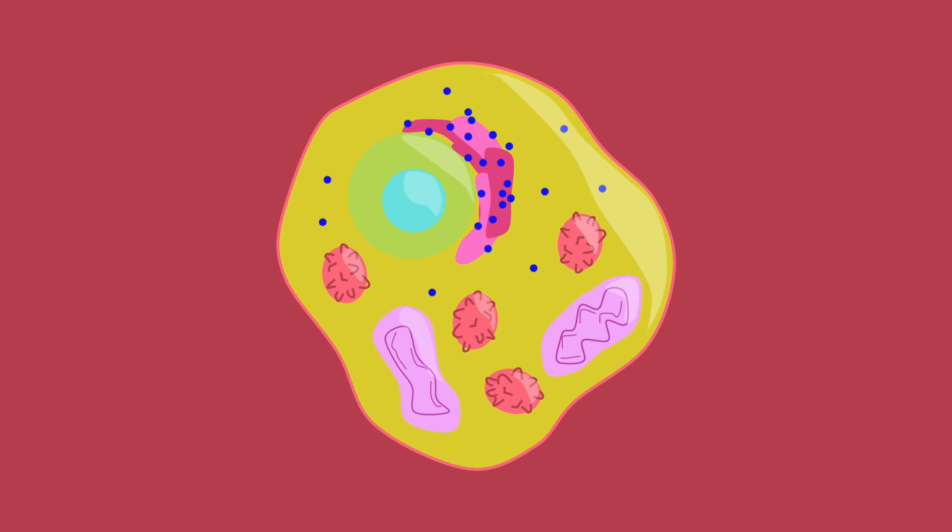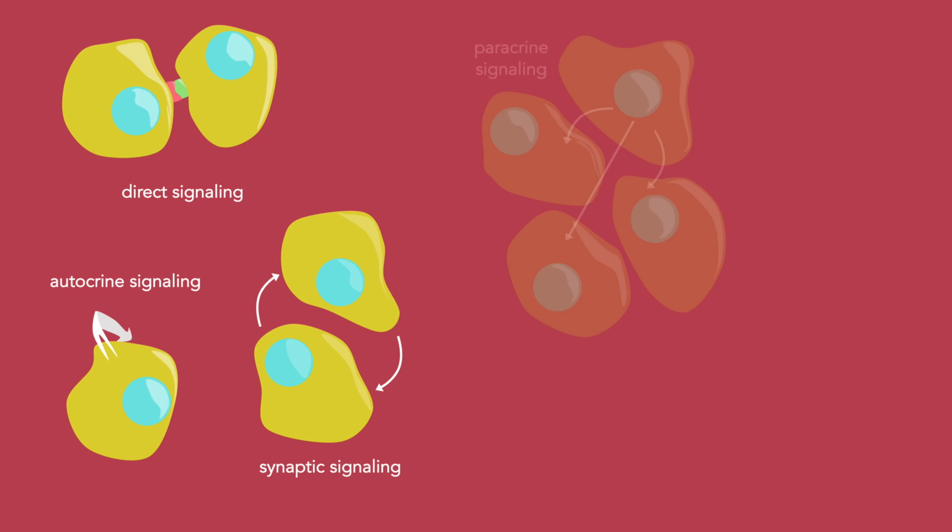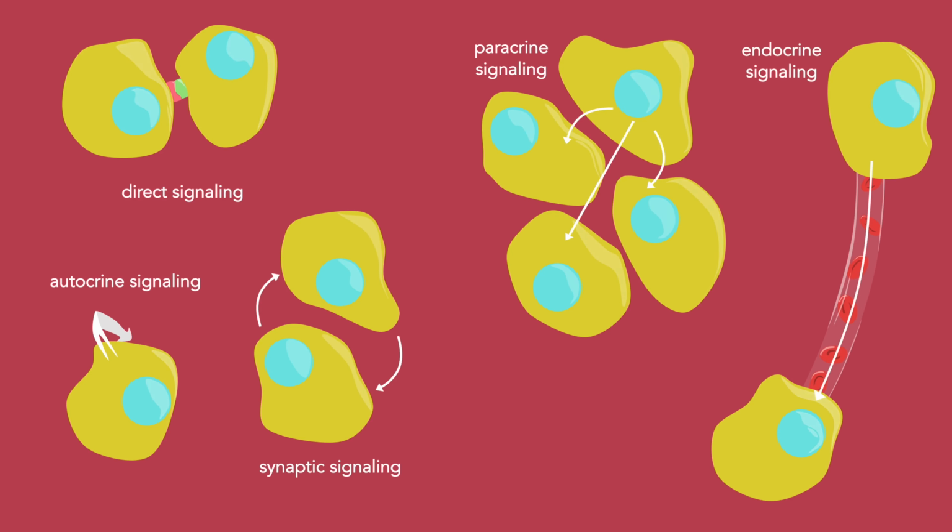We communicate with each other in different ways, which can be compared to how cells communicate. There are 5 types of intercellular communication: direct signaling, autocrine signaling, synaptic signaling, paracrine signaling, and endocrine signaling.